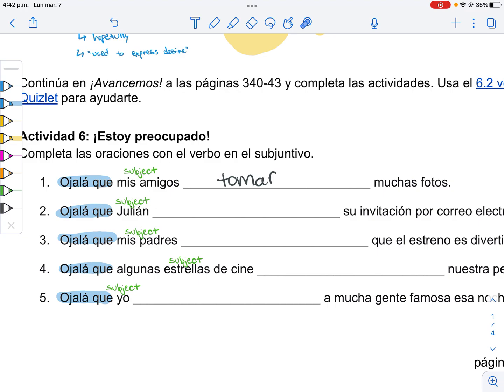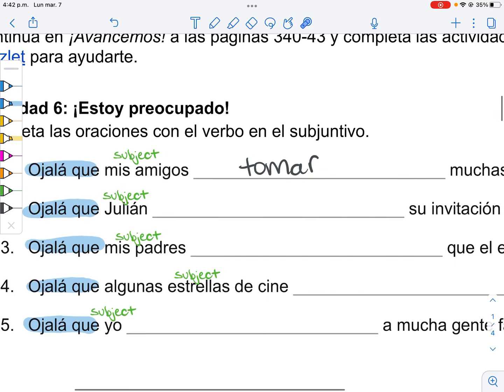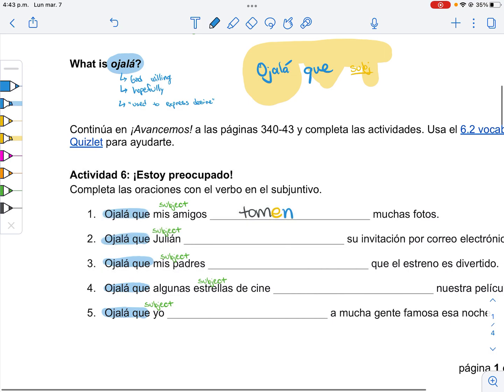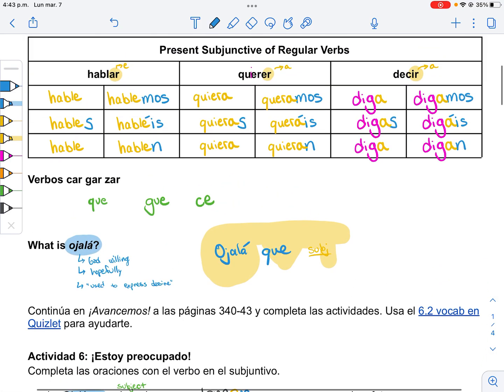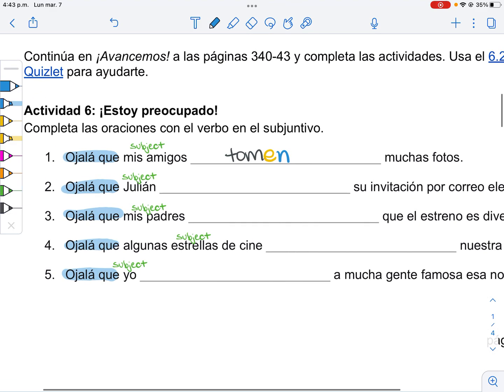Since we're expressing an emotion, we want this thing to happen, we're going to put this in the subjunctive. So we look at this AR ending. That AR needs to go to an E. So I'm going to go ahead and just replace that right now with an E. And then mis amigos, that's like ellos, so we need to put an N at the end. Tomen. Ojalá que mis amigos tomen muchas fotos. Isn't that great? That's great. All right, next one. Our verb for number 2 is recibir.